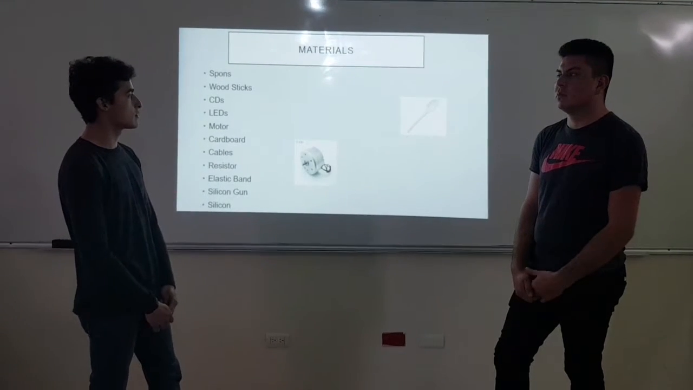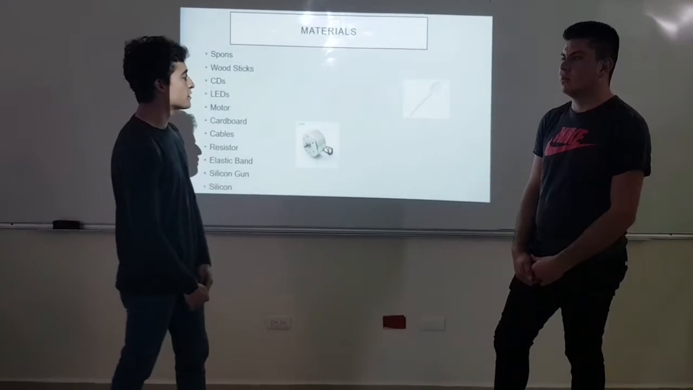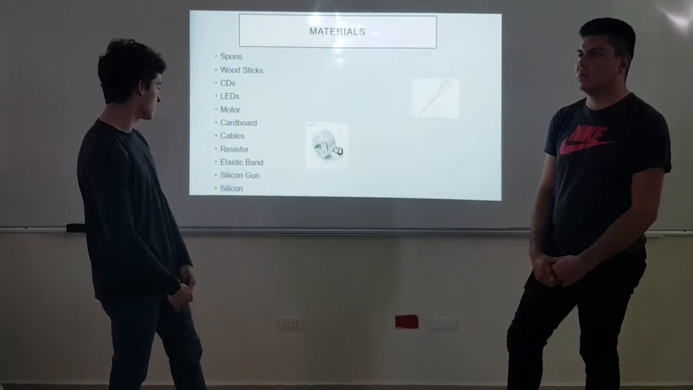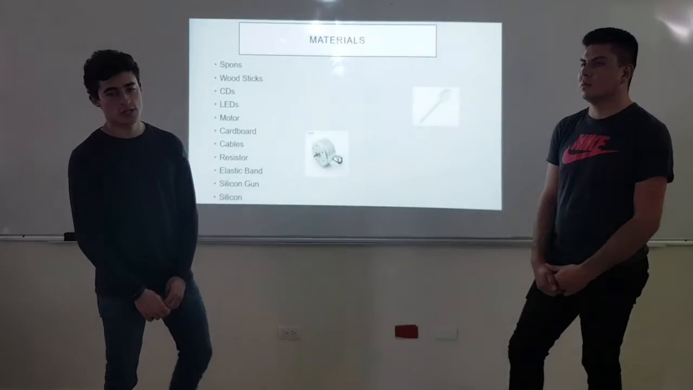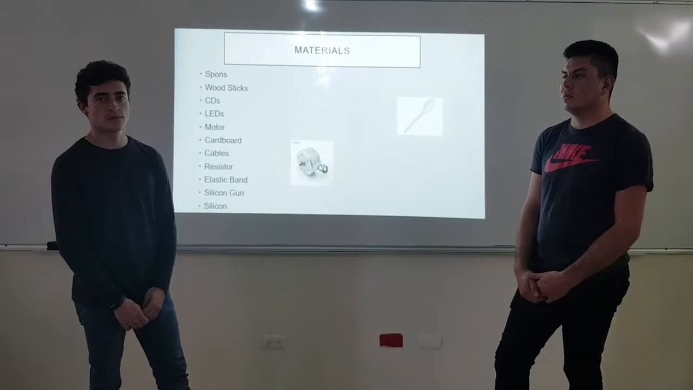The elastic band is going to be the band that is going to transmit the energy from the spin of the CDs and the spoons to the motor, which is going to generate the electricity. So now we are going to show you an example of how it should look.